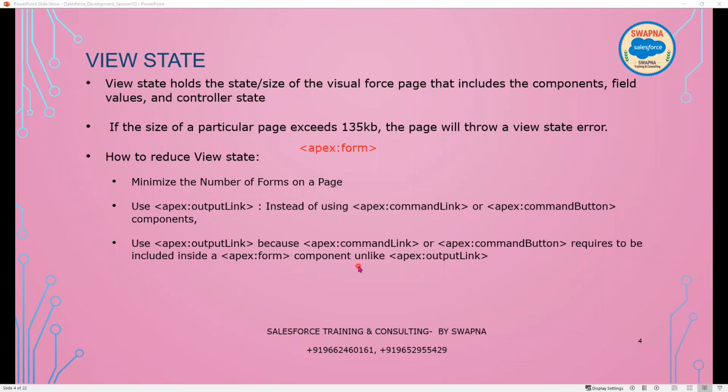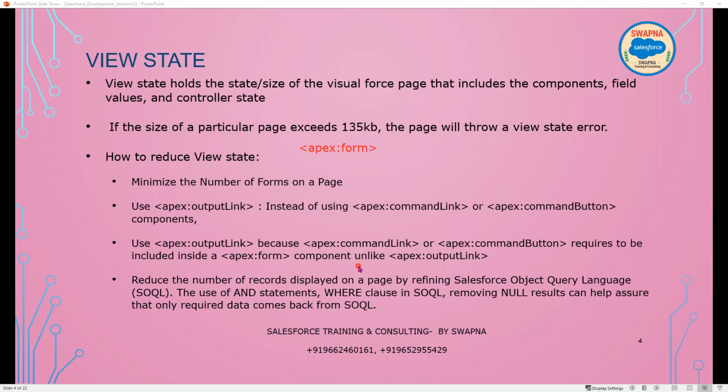Another way of reducing the view state is to reduce the amount of data that we are getting from the database. The data that we are retrieving from the database has to be reduced. That means we need to reduce the number of records that we are displaying on the Visualforce page. Now, how are you going to reduce this? Just by adding a filter condition.